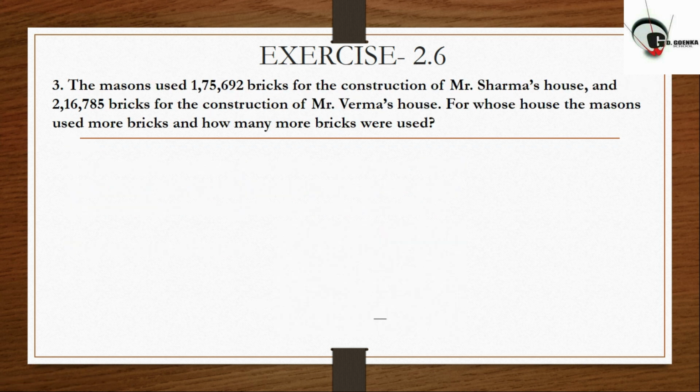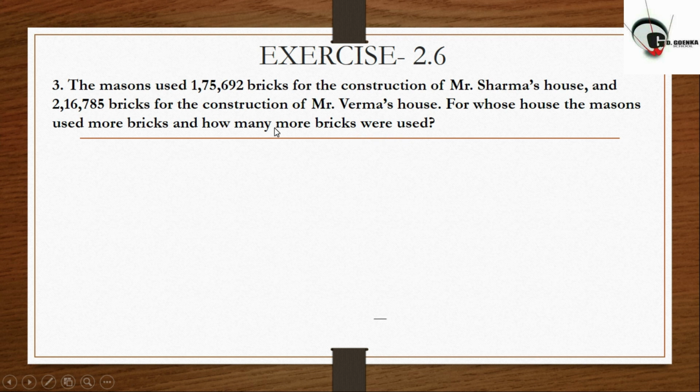Third question. So in the third question, again we need to read the question carefully. The question is: the masons used... What do you mean by mason, children? Mason is the person who builds our house. Yes. So the mason used 1,75,692 bricks for the construction of Mr. Sharma's house and 2,16,785 bricks for the construction of Mr. Verma's house. So for whose house the masons used more bricks and how many more bricks were used?